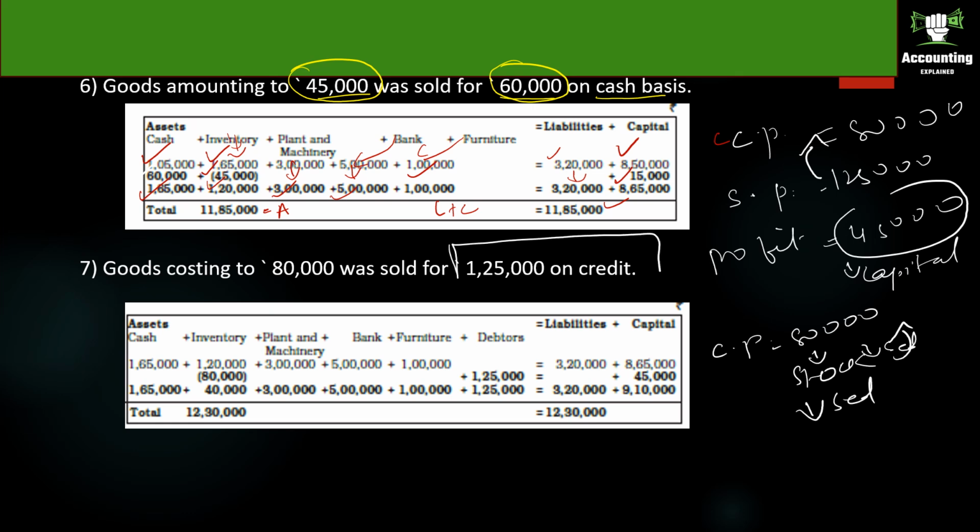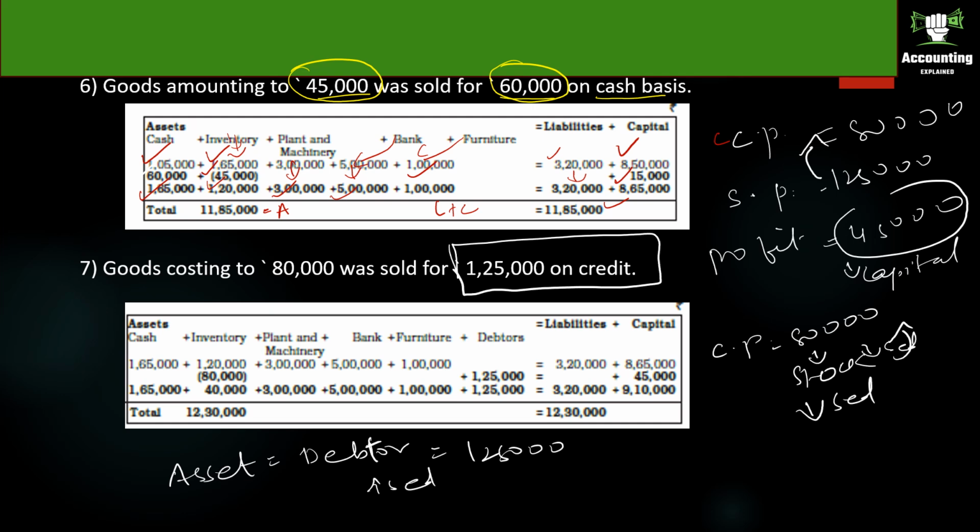Next, it has been sold on credit. See this. Sold on credit means they are going to increase the debtors now, because they have to pay us. The person who is going to pay us are debtors and the person whom we are going to pay are creditors. Since someone is going to pay us, debtors has to be increased. That is, the asset has to be increased. The asset name here is debtor. Has to be increased by 1,25,000. Let us see how the transaction goes.